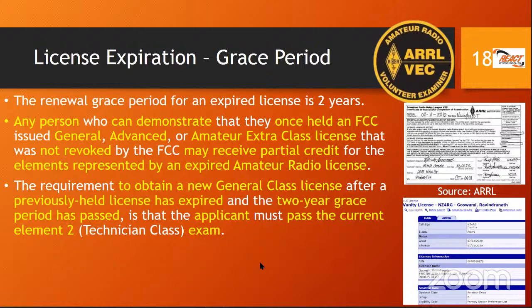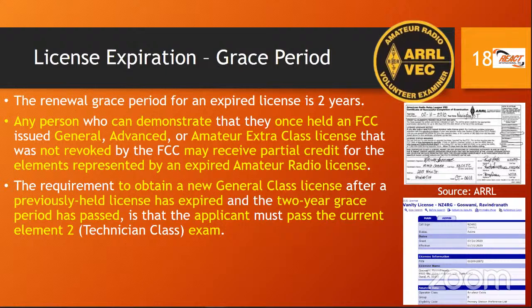All right, so our last slide. There is a grace period if your license expires. Now, we want to say, please, as we have appealed before during the technician class and the orientation of the general class, please try not to let your license expire. Make sure you renew on time.